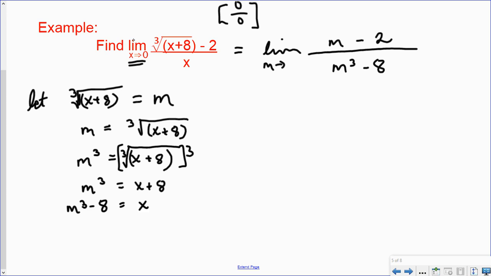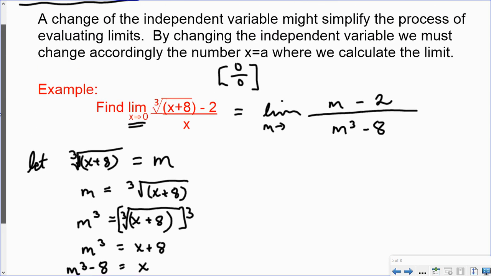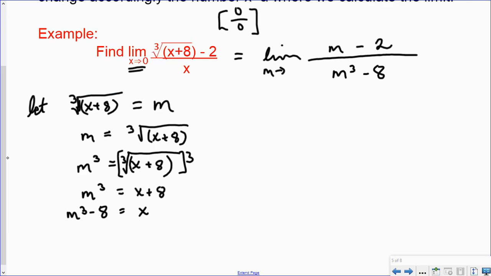My original limit is in terms of x, and because of the change of variable technique, I'm now evaluating a limit in terms of m. So if I change m in one part of the expression, I have to change m everywhere. Okay, so as x approaches 0, what's the equivalent m approaching?